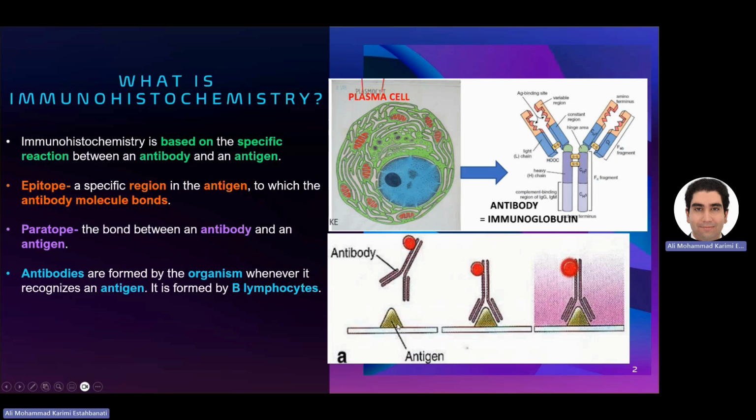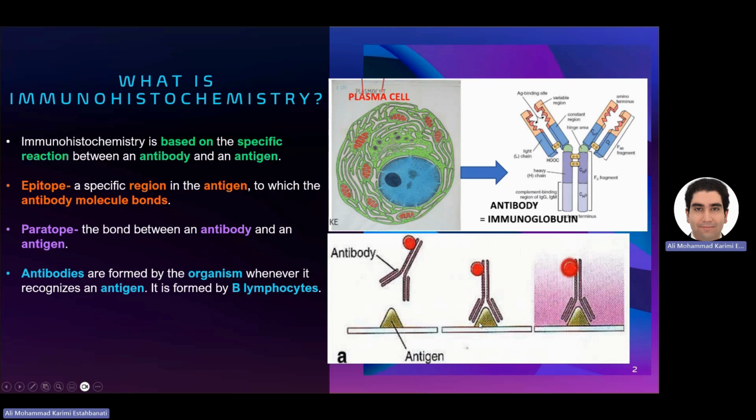That's how they basically label the antigen for the macrophages or phagocytic cells around to come and engulf that antigen and kill it. Now, there are two more pieces of info you need to know. Epitope and paratope. The epitope is the region in which the antibody will attach to the antigen, and the paratope is the bond that they make together.